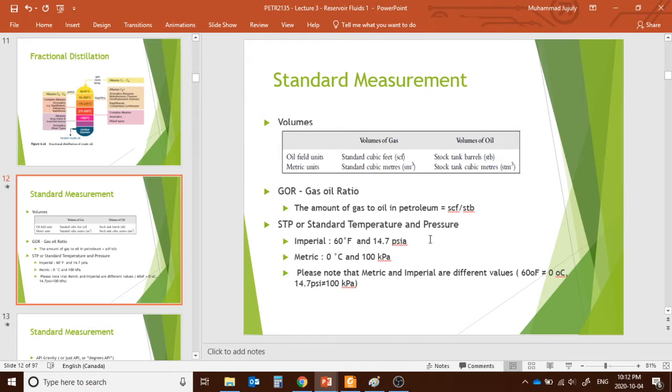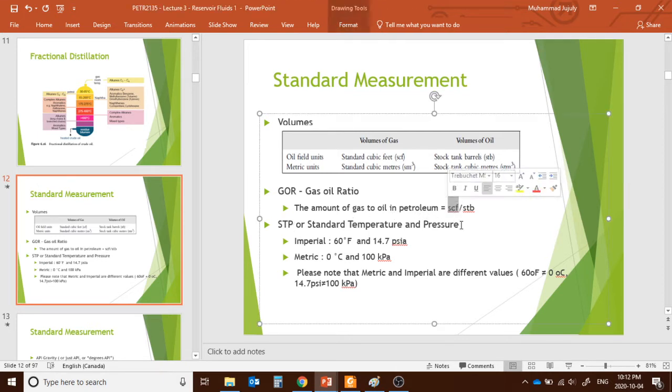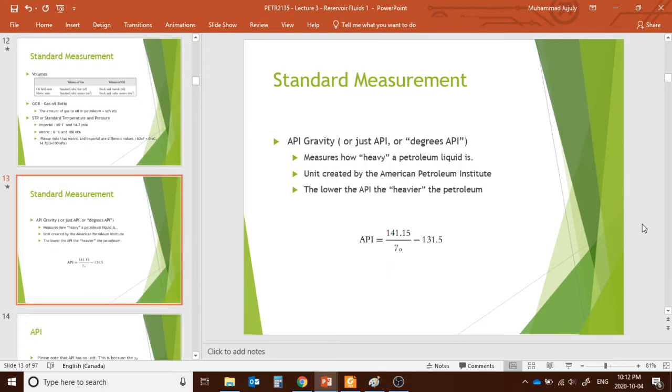So there's a way that we can measure how much gas is dissolved in there, and we call this the GOR, or the gas oil ratio. So how can we measure that? We have an imperial and a metric system, which are different. We measure the amount of gas to oil in petroleum as this ratio: the standard cubic feet of gas dissolved divided by the standard stock barrel. This is how we measure it.